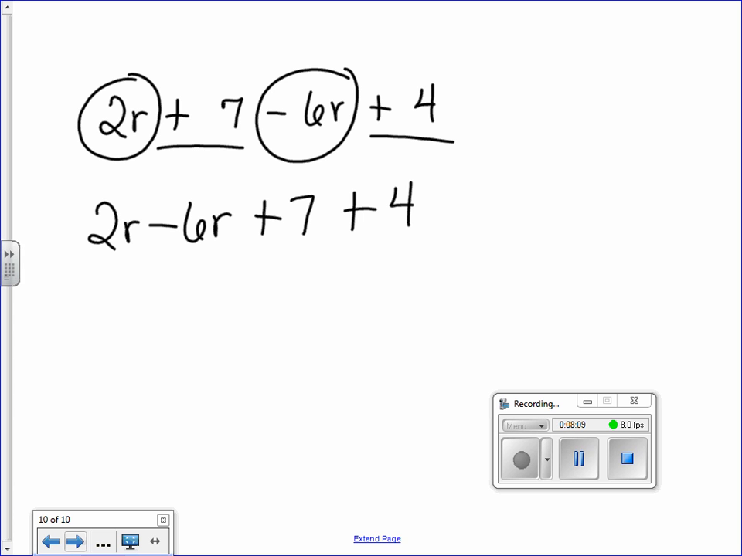All right, so what's 2r minus 6r? Negative 4r. Right, you don't have enough. You're 4r's in the hole. Okay? So what about 7 plus 4? 11. Fantastic.